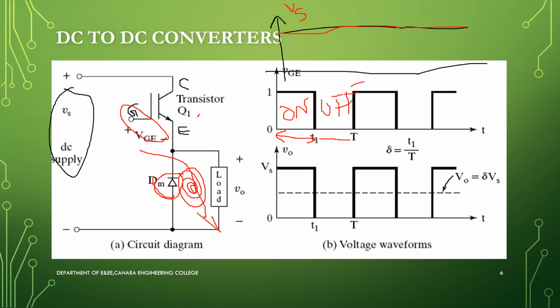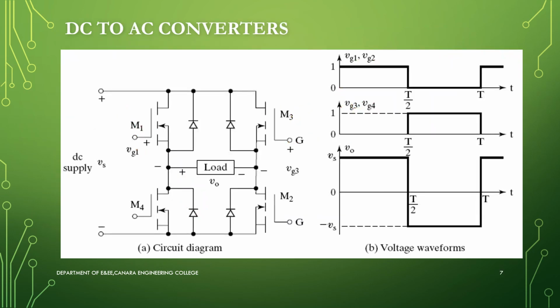So the fixed DC gets converted to variable DC. All these converters we will study in detail in the upcoming videos, both for a resistive load as well as for an inductive load. This is your average output voltage V0, which is equal to duty cycle times the supply voltage. And the last one is DC to AC converters, which is otherwise known as an inverter. This almost everyone might be familiar with.